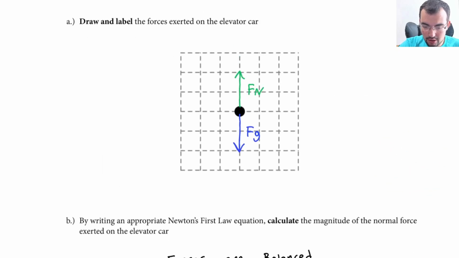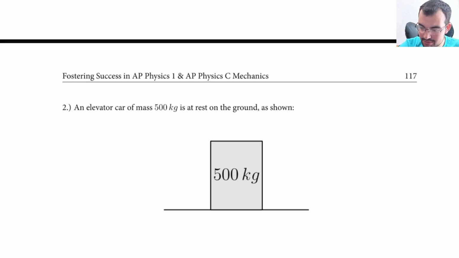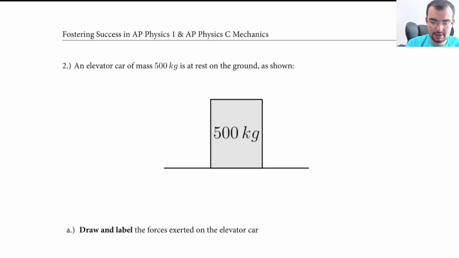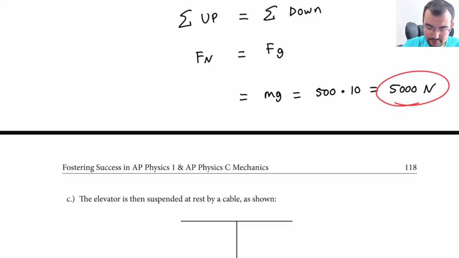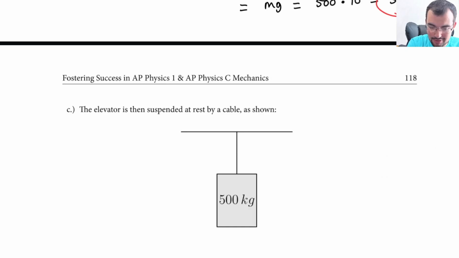So why were all these answers 5,000 newtons for the balancing force? We have at rest. So at rest means balanced. We have suspended at rest by a cable. At rest. Balanced.